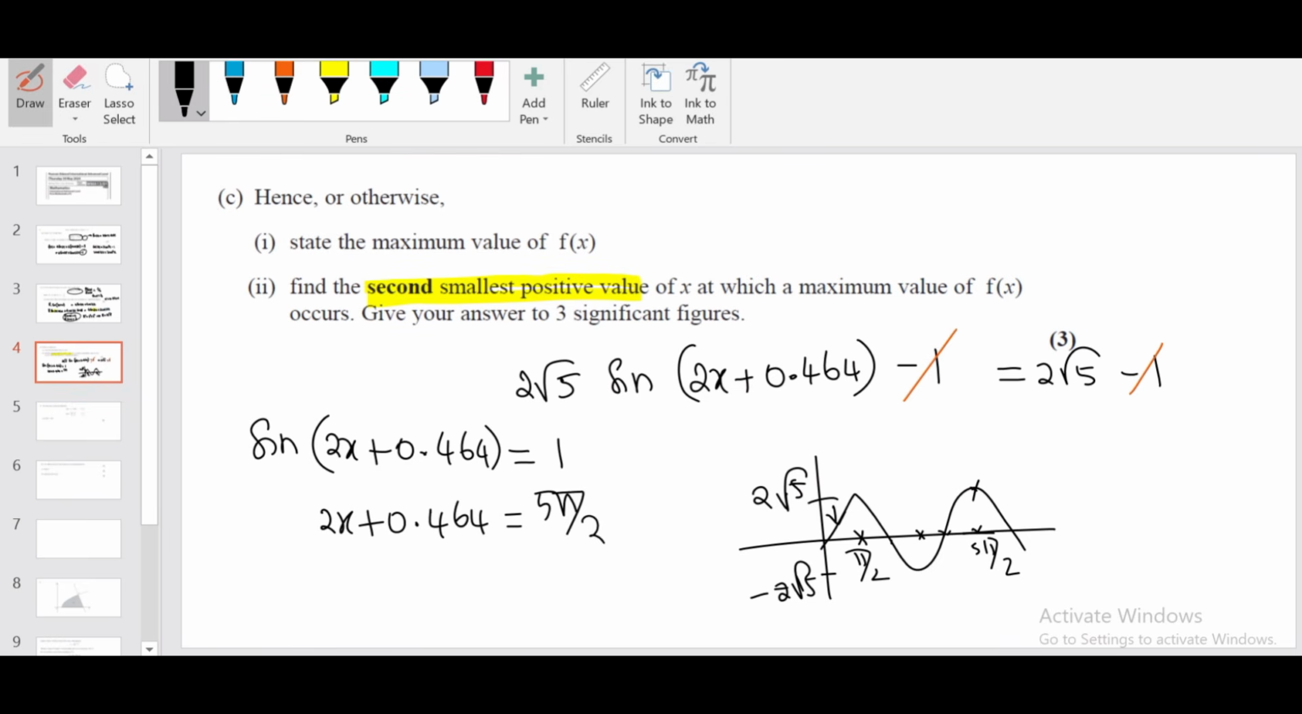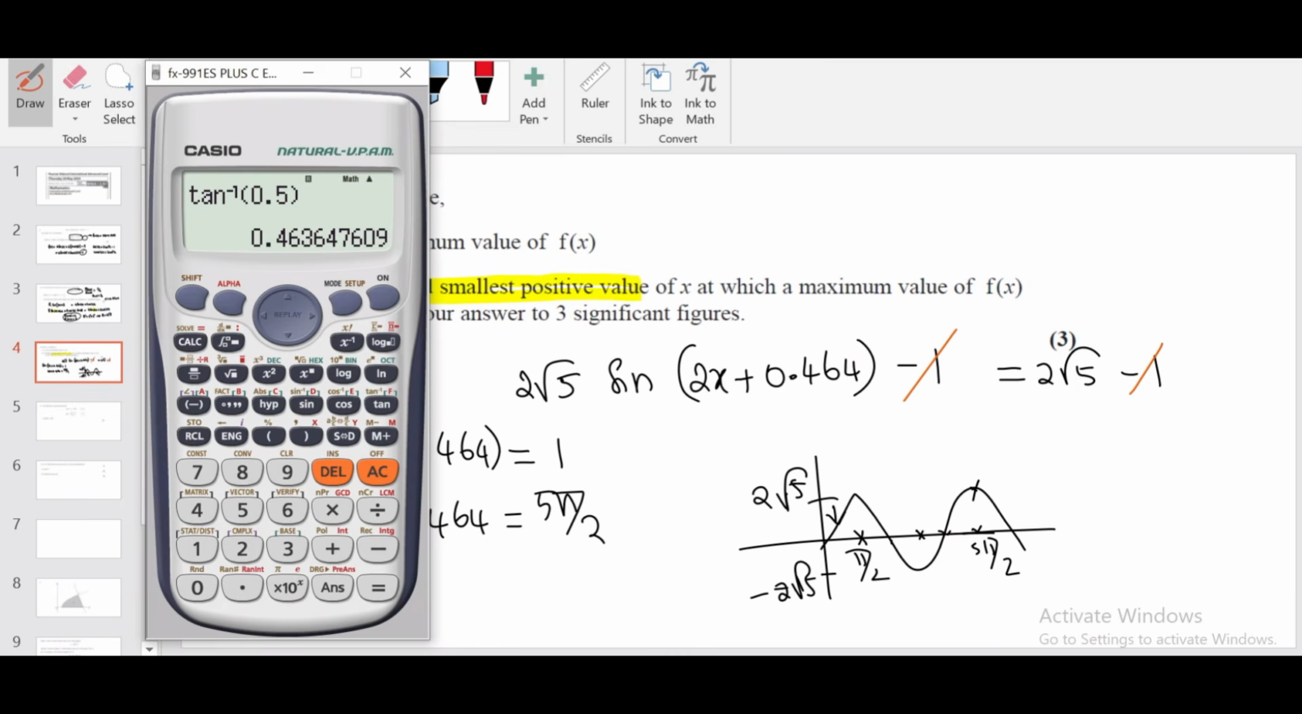5 pi over 2, subtract this, divide by 2. So I'm going to store this value as a, because I'm going to use the actual value. So 5 pi over 2 minus, instead of the rounded value 0.464, I'm going to use the actual value, and then divide by 2, round it to 3 significant figures. So you'll get 3.70.